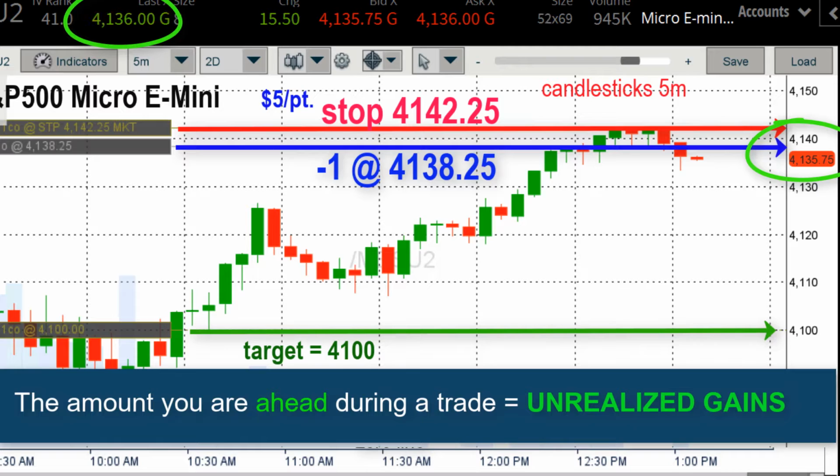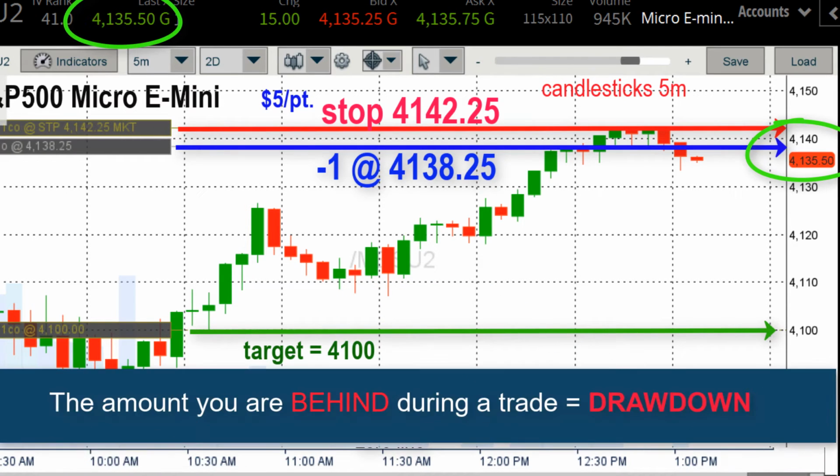By the way, the profits you have during a trade when you're ahead money, those are called unrealized gains. And if you're down any money during the trade, that's called drawdown.